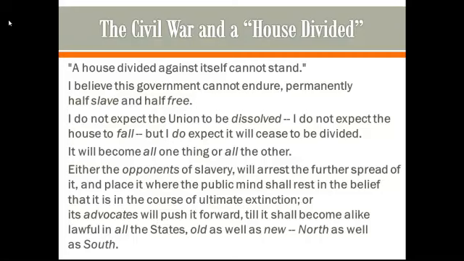Lincoln's House Divided speech gives us a good insight into the idea that many Americans by 1858 do not think that these compromises are going to work, that these two societies can exist side by side, that the country at some point is going to have to become either all slave, all free, or it's going to basically fall apart.